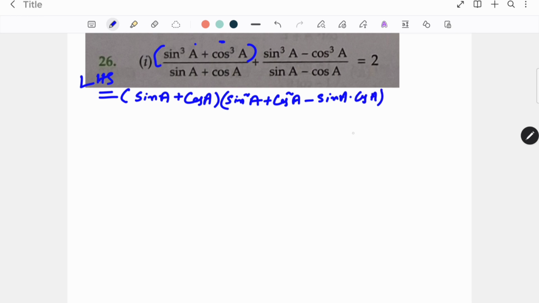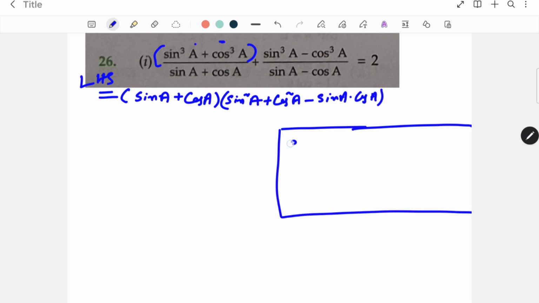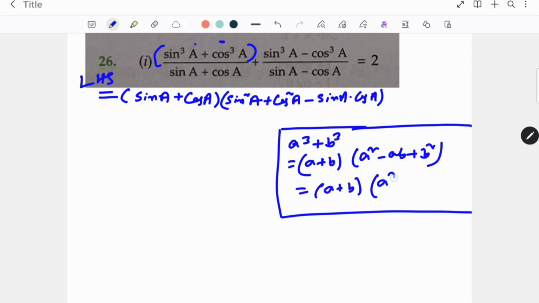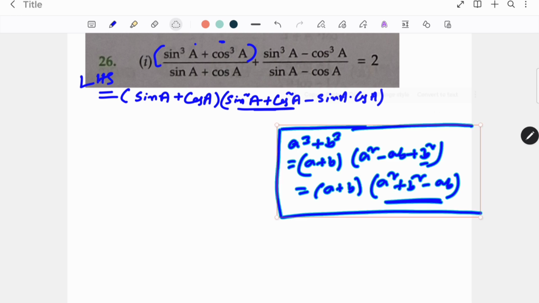Which formula are we going to use? We are using the formula of a cube plus b cube, and the formula is (a plus b) into (a square minus ab plus b square). We are writing it in the form of a square, then b square, then minus ab. If we write like this, here sin square plus cos square equals 1, so it will be easy to write. Hope you understood this part. So we delete this one.